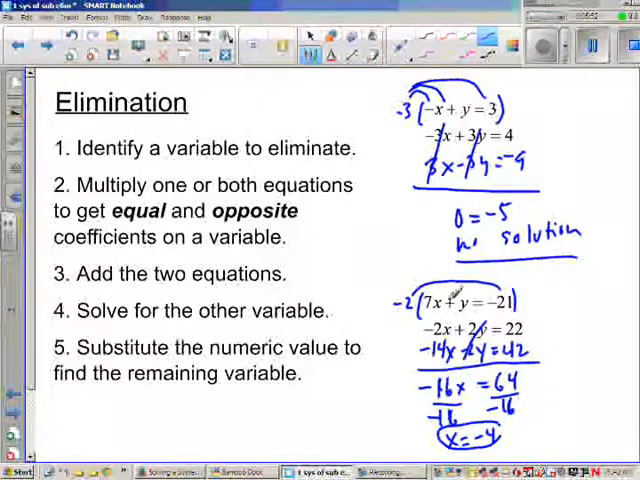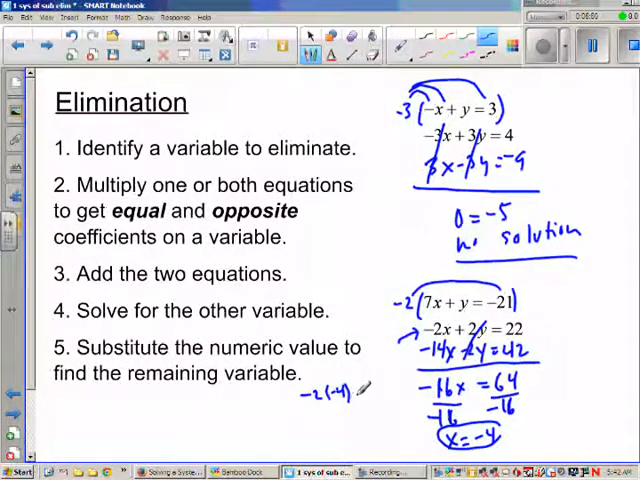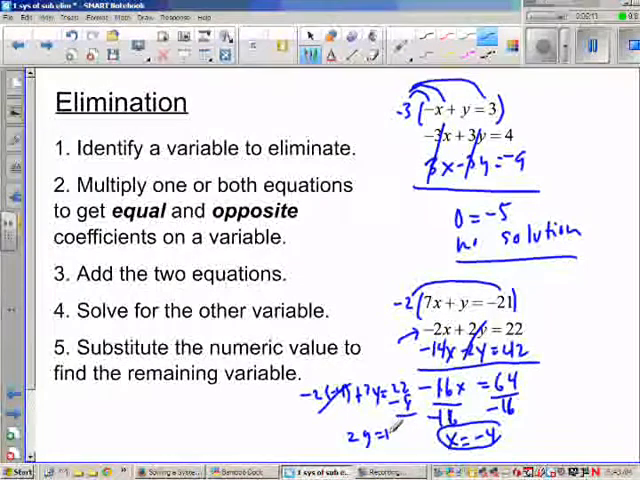Plugging that into either equation, and I'll choose the bottom equation since the numbers are smaller, I'll get negative 2 times negative 4 plus 2y equals 22. That's positive 8. Subtract that over. 2y equals 14. And so y equals 7. And if we were to plug those in, we'd get 7 times negative 4, negative 28, plus 7 is negative 21, or in the bottom, 8 plus 14 is 22.